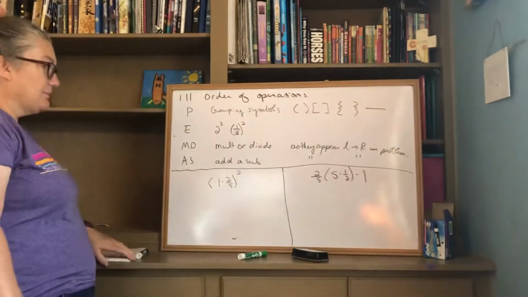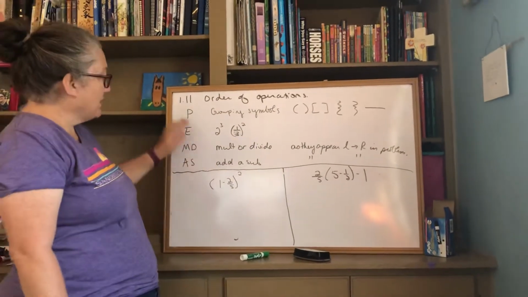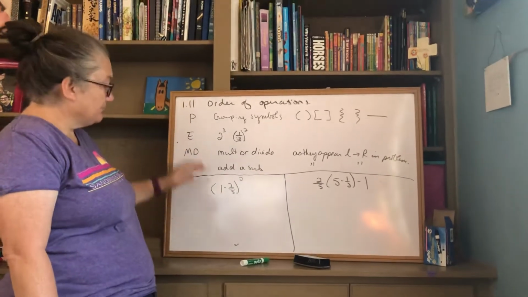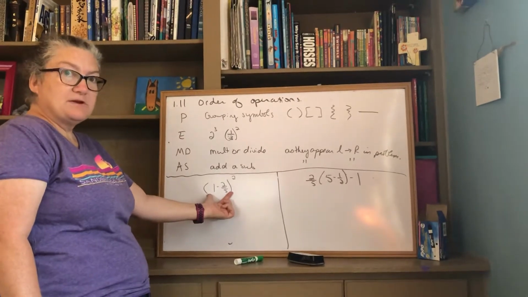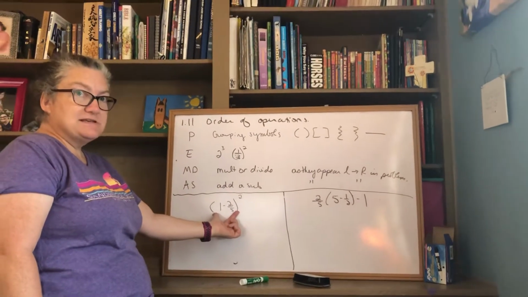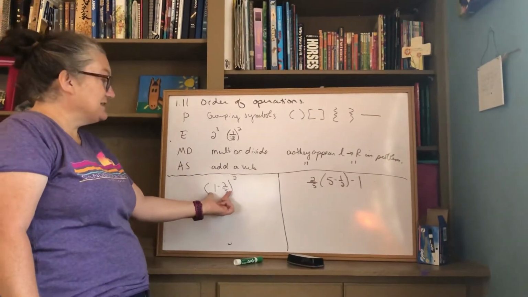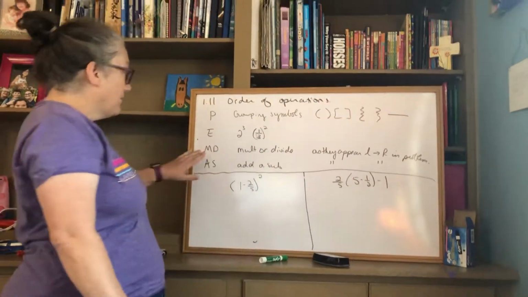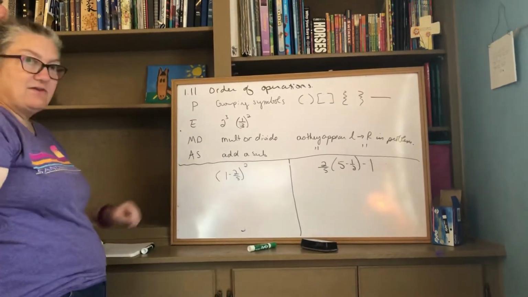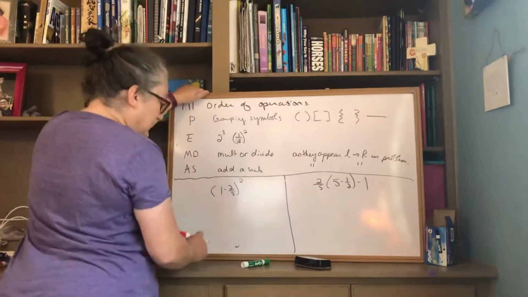So here I have a couple examples, and we're going to look through. We always start with our parentheses. So here, inside here, I'm going to follow the order of operations again. Are there any parentheses? Are there any exponents inside here? Inside, I only have 1 minus 2/5. Multiply or divide, add or subtract. I only have add or subtract, so I need to rewrite this and solve for that.